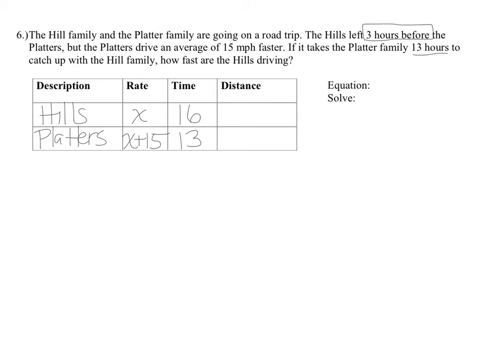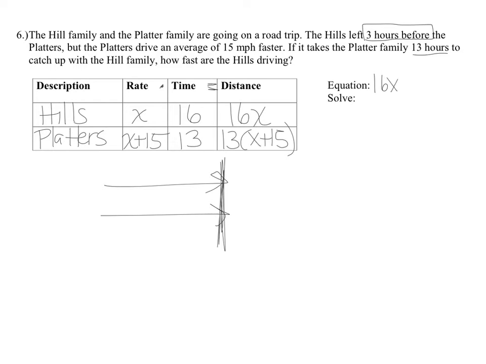So now distance. Distance is always rate times time. So this last column will always be the rate times the time. So Hill's distance is going to be 16x. And the Platter's distance is going to be 13 times x plus 15. And again, this is one where they're going to end up meeting. So by the time they meet with each other, they'll have traveled the same amount of distance. So again, you're going to say 16x equals 13 times x plus 15. And we solve this equation.